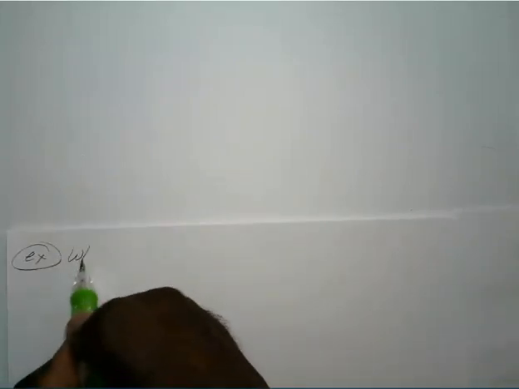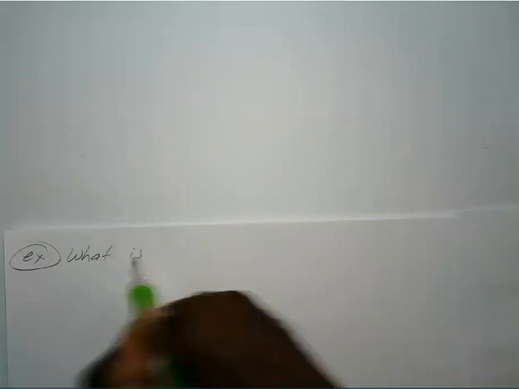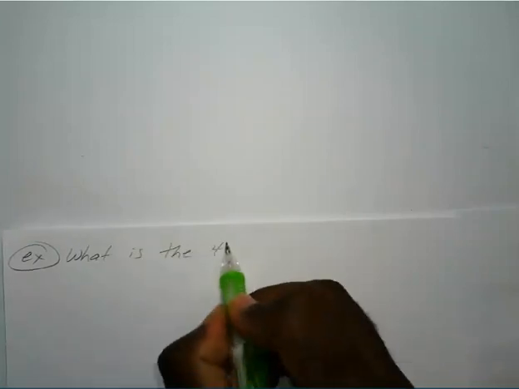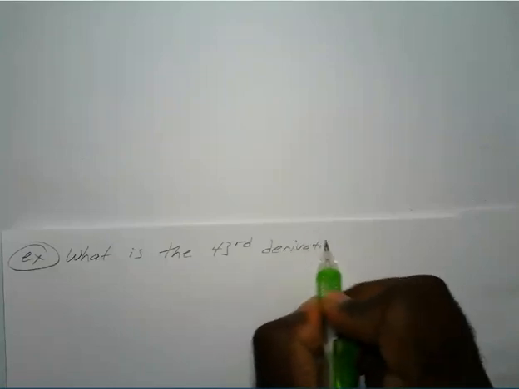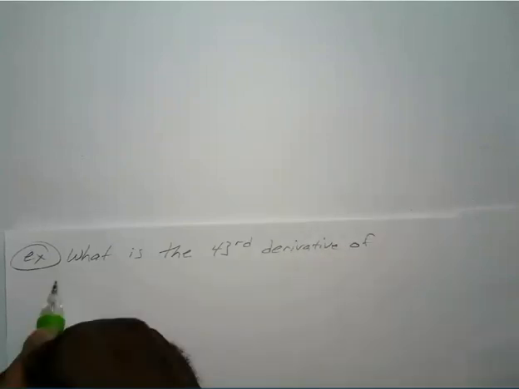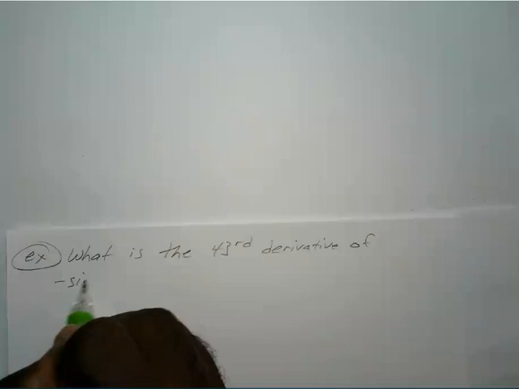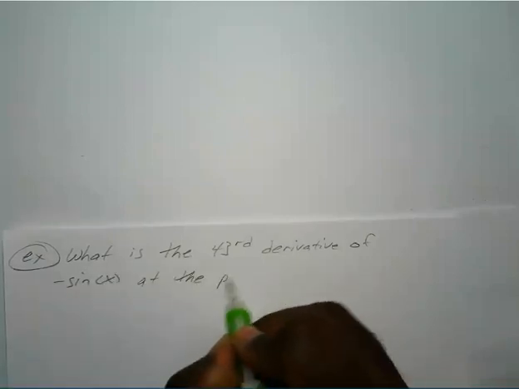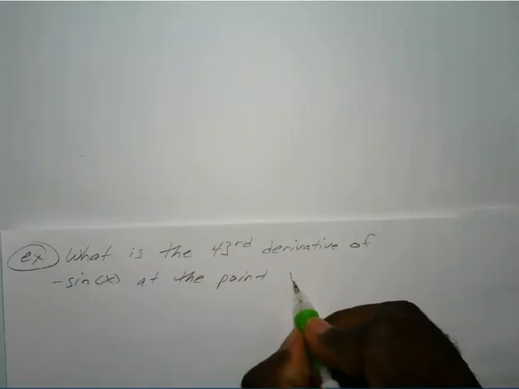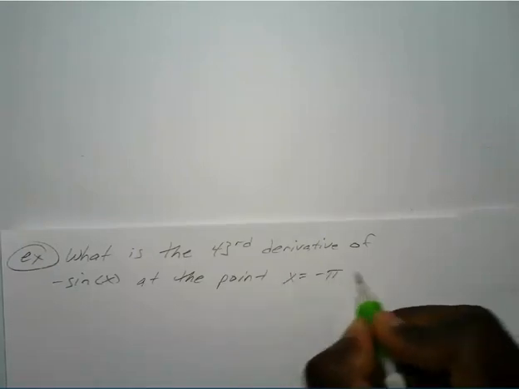Okay, so what is the 43rd derivative of negative sine of x at the point x equals negative pi?